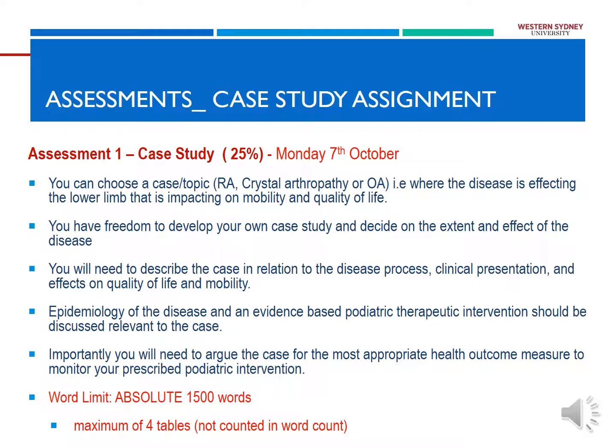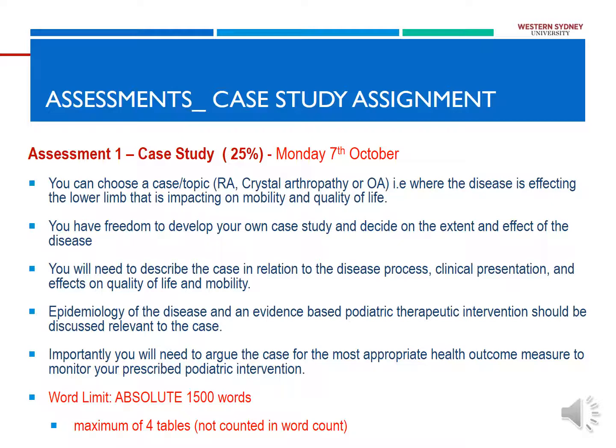But what's going to be really important is that you describe the case in relation to the disease process, the clinical presentation, and the effects on the quality of life and mobility. To what extent is it affecting them? And we will be discussing each of these conditions as we go through the unit prior to this case study being due. We also want you to talk about the epidemiology of the disease. So how common is it?